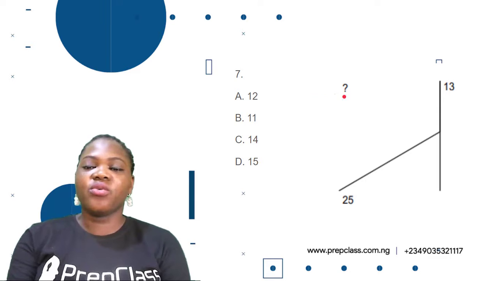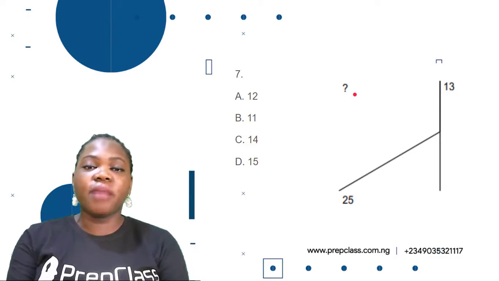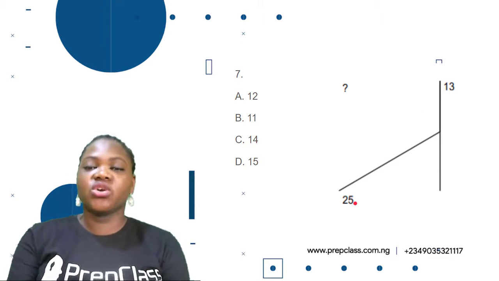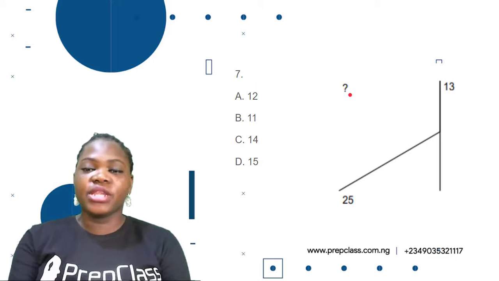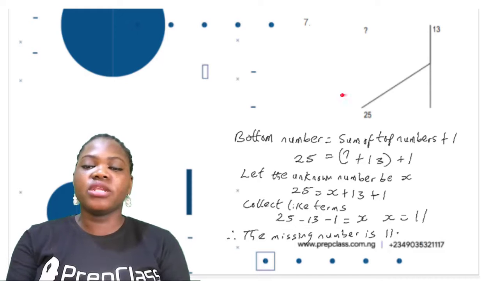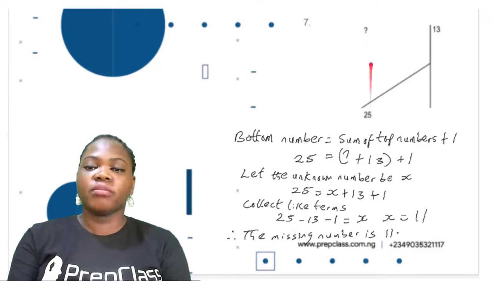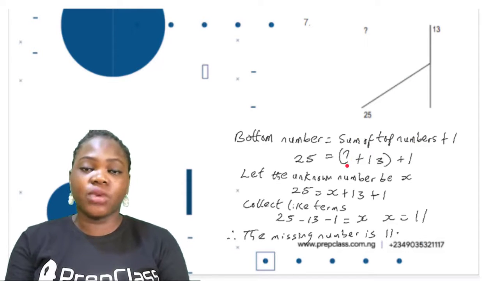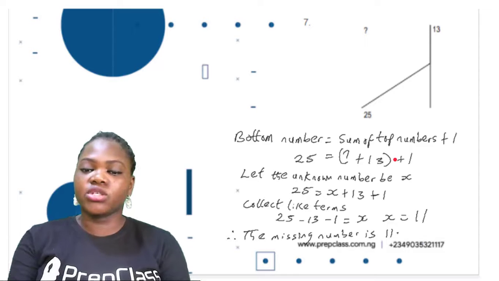Question 7. One of the top numbers is missing, and the second top number is 13, and the bottom number is 25. So we are asked to find the top number. How do we do this? In our samples, we know that the bottom number equals the sum of top numbers plus 1. So what do we do? The bottom number 25 equals the sum of top numbers, unknown number plus 13, plus 1. The unknown number is the question mark here.